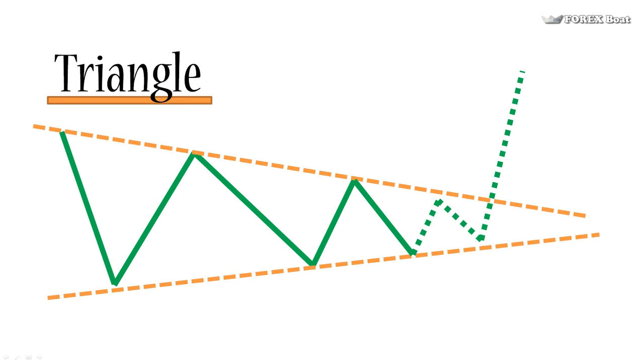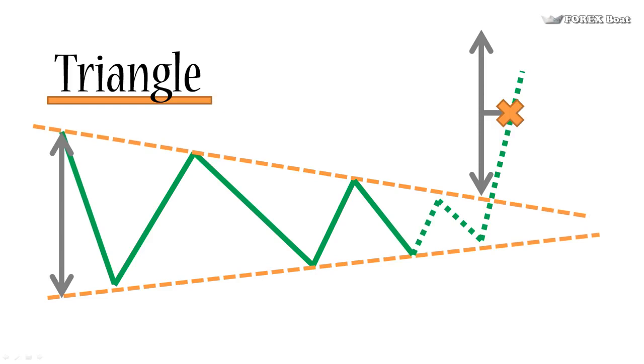So the triangle is also a very good pattern because it actually gives you targets. So if you measure the base of the triangle and then you copy this measurement to the place where you think the price will shoot out, then an aggressive target is exactly the size of the base. But it is always recommended to go with the more conservative target, which is more reliable, half of the base. So if you measure half of the base from the point where you think the price will shoot out, that's where you should set your take profit.